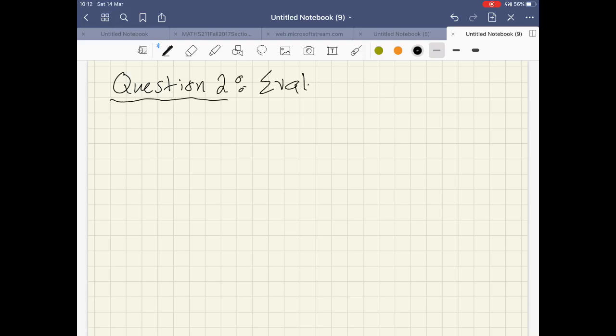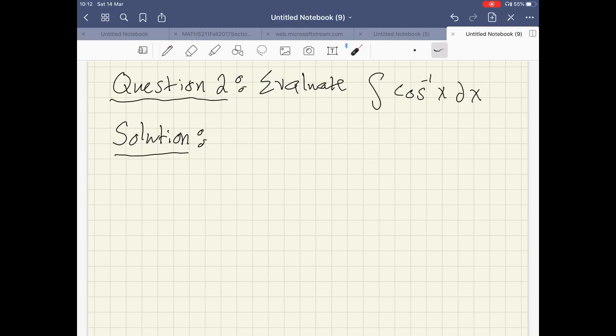Evaluate the integral of cosine inverse x dx. Now, why do we need to use integration by parts? We have to see two functions, but here we see only cosine inverse. So what do you think is the function that we don't see here? If you guess it correctly, that function should be 1 or x to the power of 0.